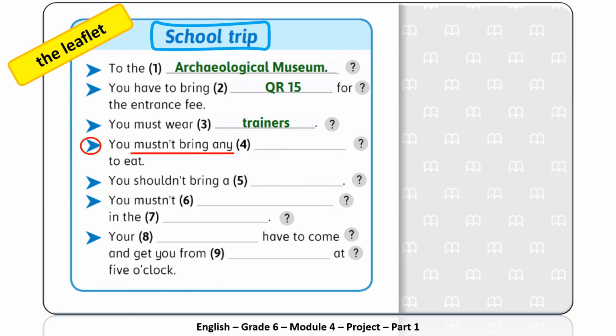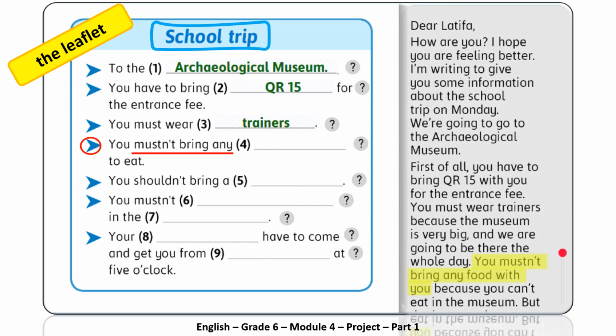You mustn't bring any ___ to eat. So we go to the email to search for the words mustn't bring. We find it here. You mustn't bring any food with you. So the answer is food.